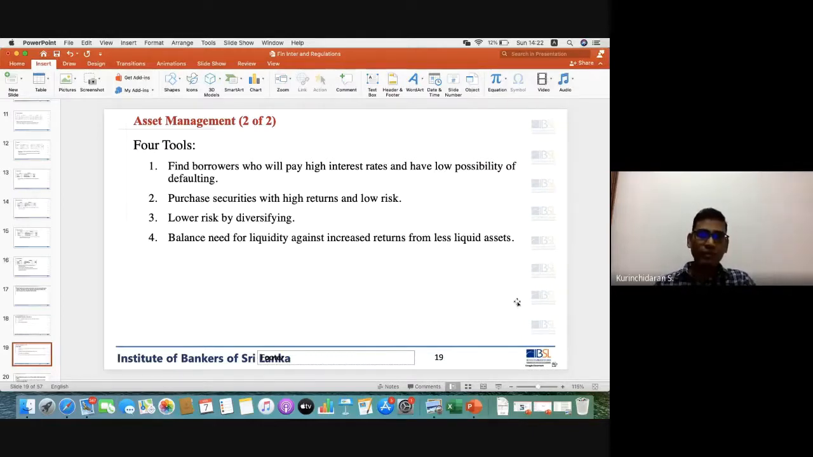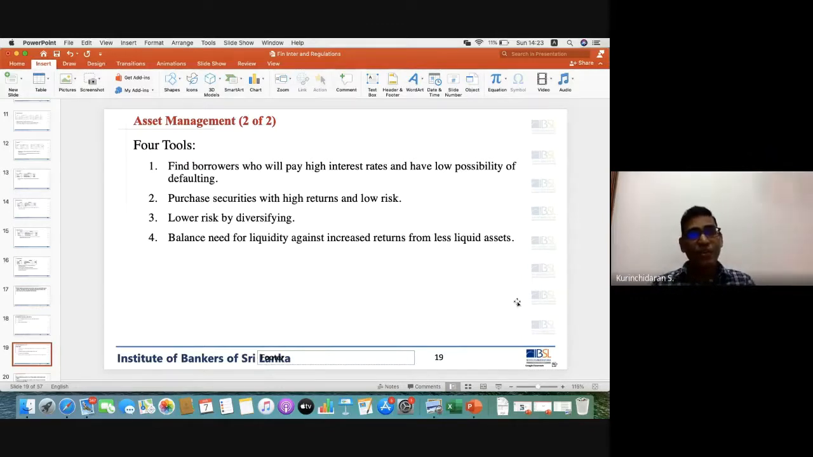And fourth, the balance need for liquidity against increased return from less liquid assets. So when it comes to asset management, banks also should consider the balance need for liquidity, right? As I explained earlier, they have to think about how much liquid assets they have to have and how much illiquid or less liquid assets they have to increase their return. They have to think of both and decide finally what mix they have to have. So this is asset management.